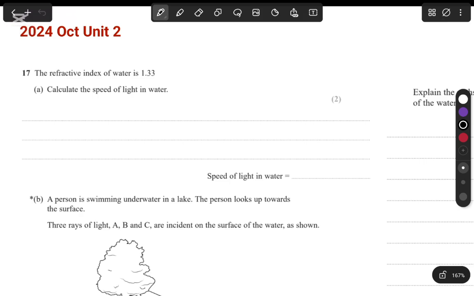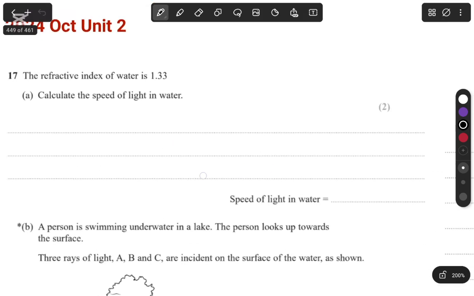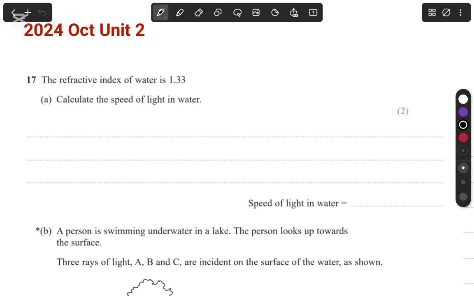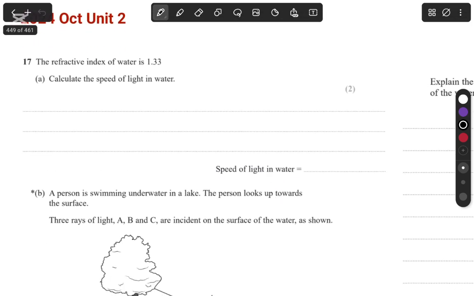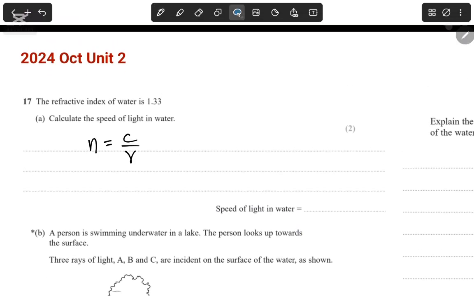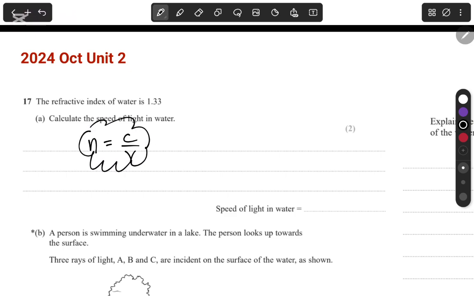So the first part of this question is that the refractive index of water is 1.33. Calculate the speed of light in water. Okay, so here's the formula: n is equal to c over v. Now many students, when they solve these types of questions, wonder where this formula came from.